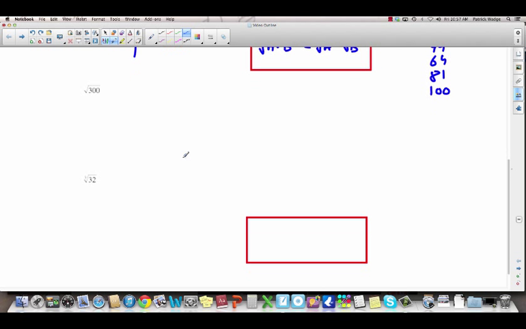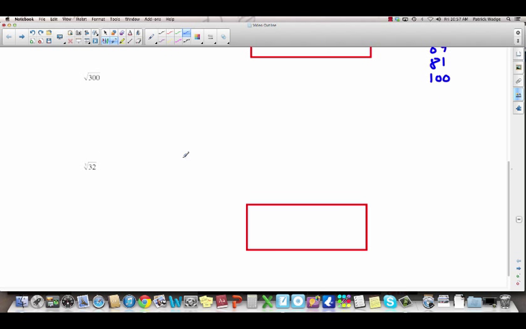Okay, square root of 300. Well, let's do it both ways again. So the square root of 300, first of all, we'll do the factor tree. 300, well, it's definitely 3 times 100. And 100 is 10 times 10. And 10 is 2 times 5, and 10 is 2 times 5. So the square root of 300 is the same as the square root of 2 times 2, times 3 times 5 times 5.